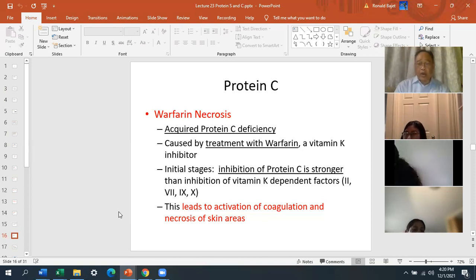You're going to get the anticoagulant properties with the vitamin K inhibitor warfarin, that's true. But with the protein C deficiency, that will supersede the anticoagulant effects of your warfarin. Okay, so the inhibition of protein C with an acquired protein C deficiency will take over, and that's where you will have activated coagulation and necrosis in skin areas.